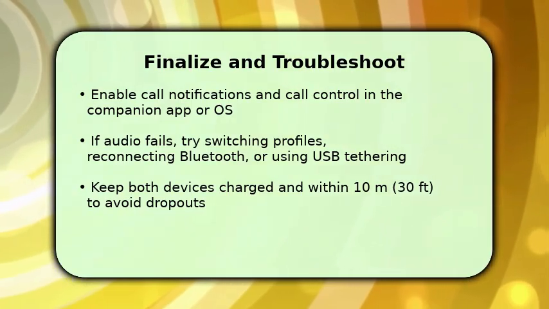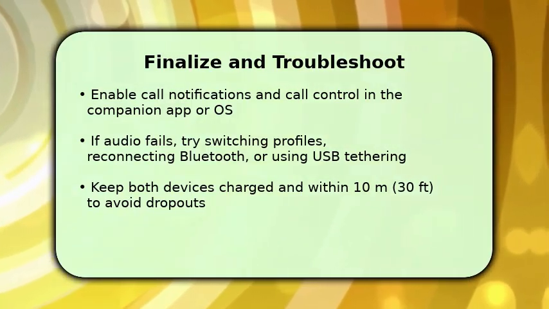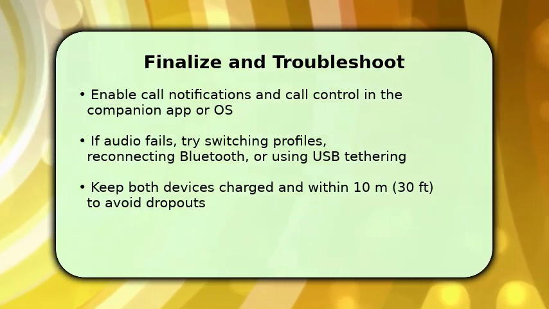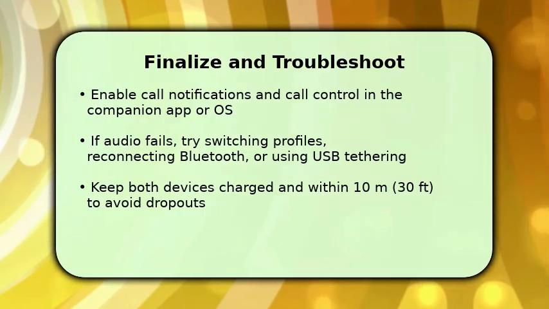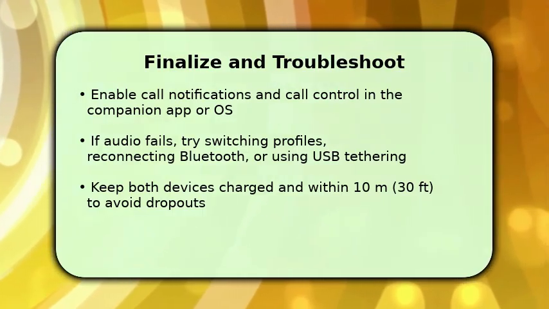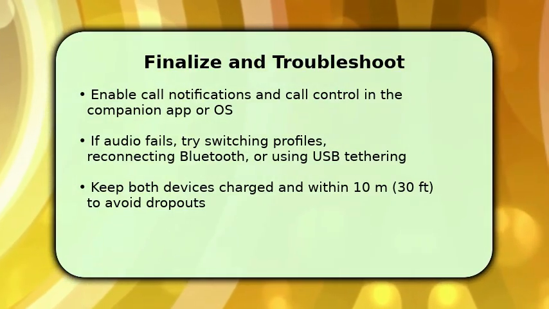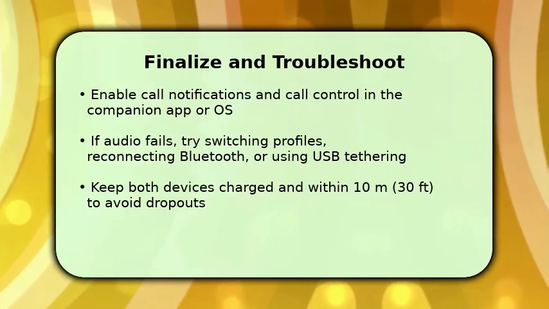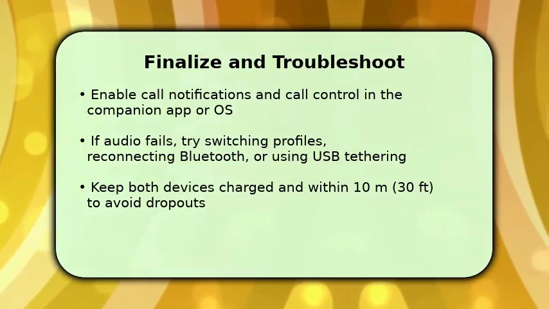If audio quality or connection fails, first switch between headset and hands-free profiles, then disconnect and repair Bluetooth. If problems persist, connect the phone via USB and enable USB audio tethering or use a USB headset. Make sure both devices are charged and within about 10 meters to reduce interference.